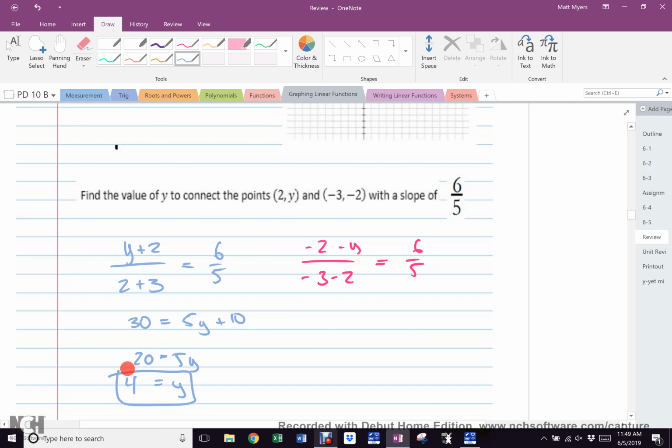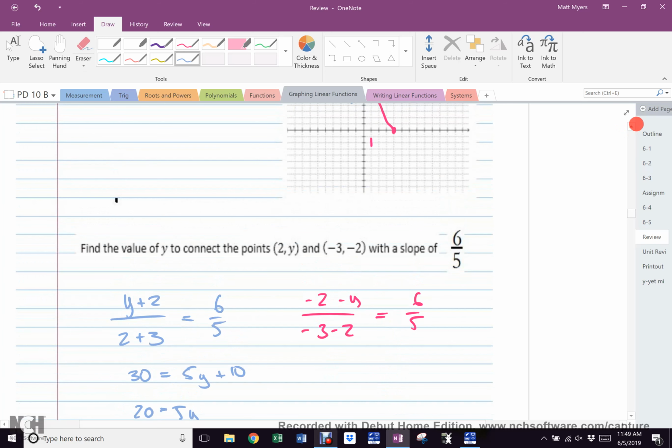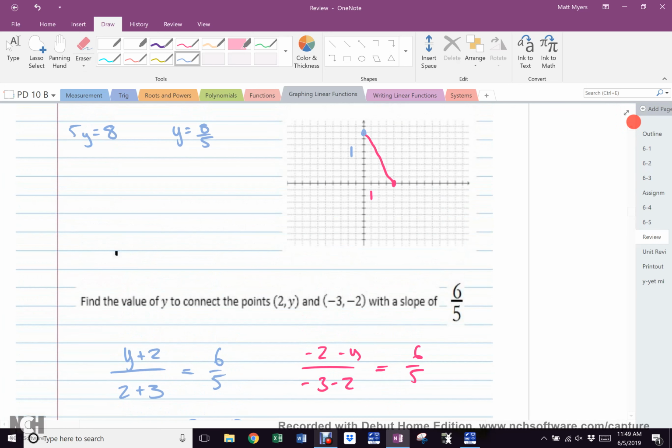You could also have graphed it. If you wanted, did anybody do this by graphing? Okay. Did you get the right answer? Do you need to see how to do it then? No, because you got the right answer. Awesome. Possum.